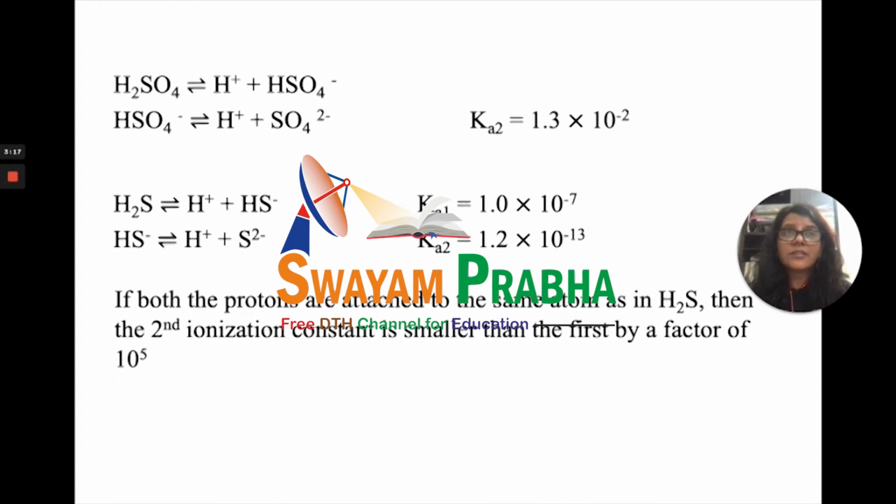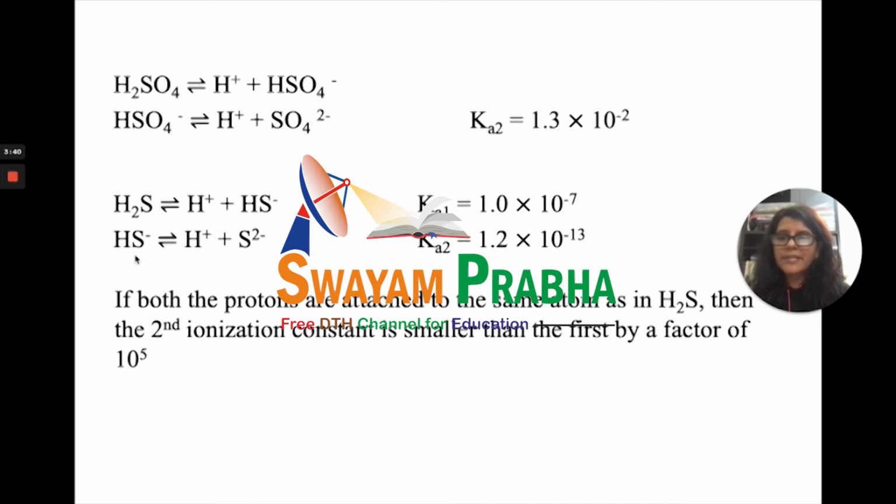It's very, very large, much more than 1. But Ka2, its value is 1.3 into 10 to the power minus 2. Ka1 is more than 1, and that's why it is a strong acid. But Ka2, the second dissociation, is a slower process, and the value of Ka2 is 10 to the power minus 2.